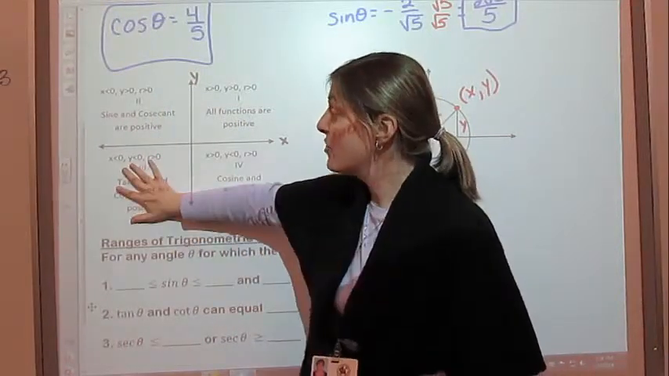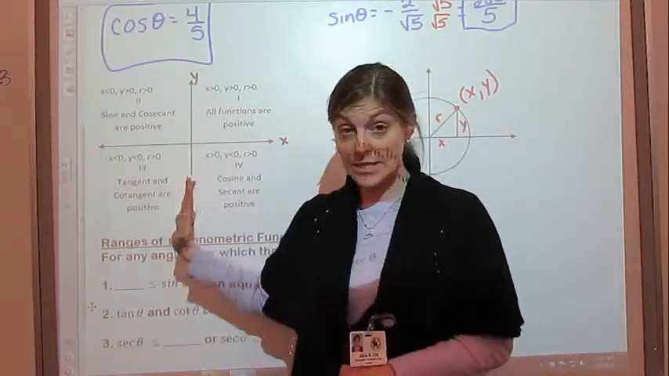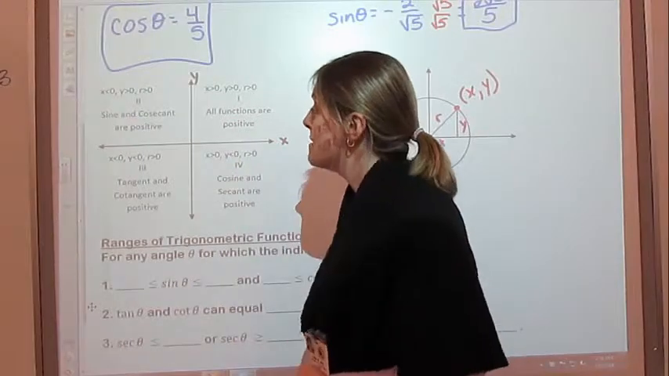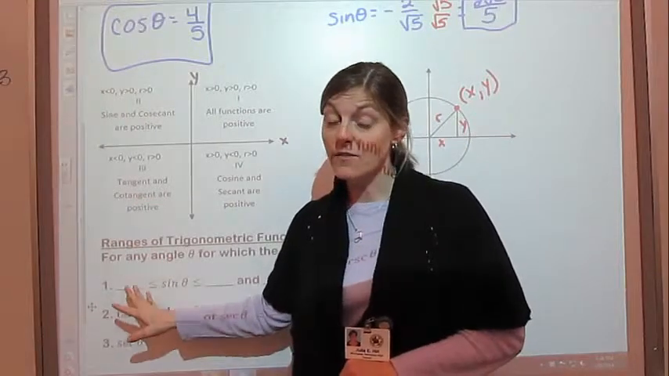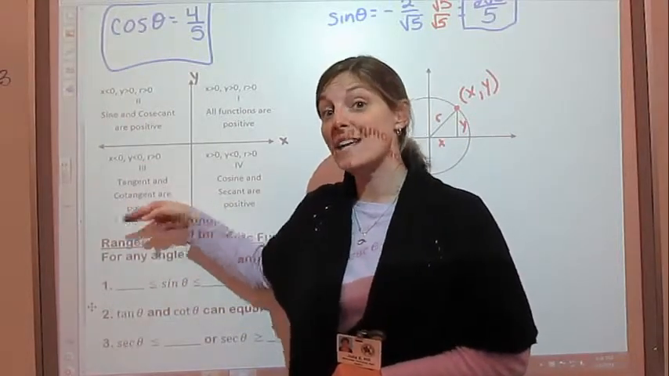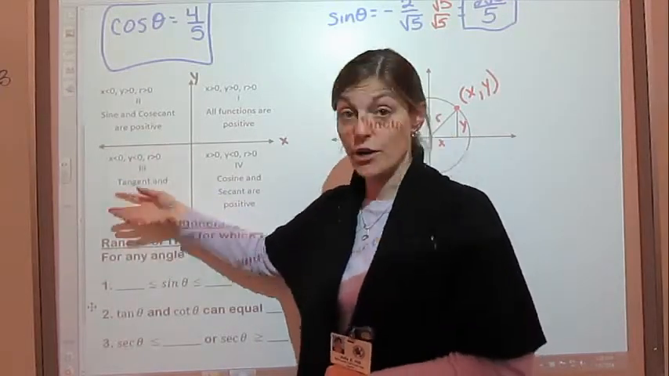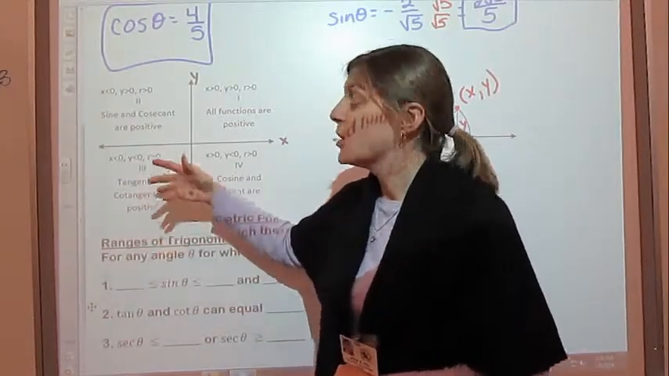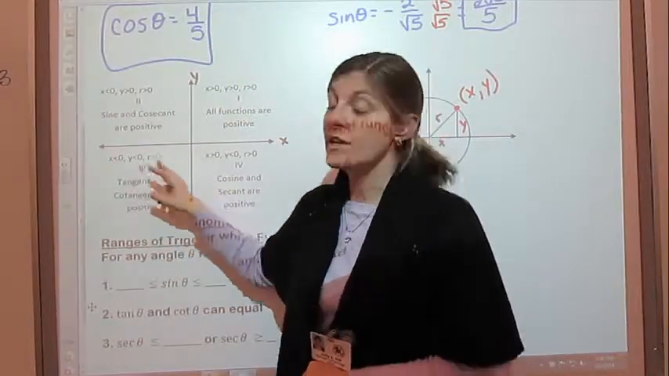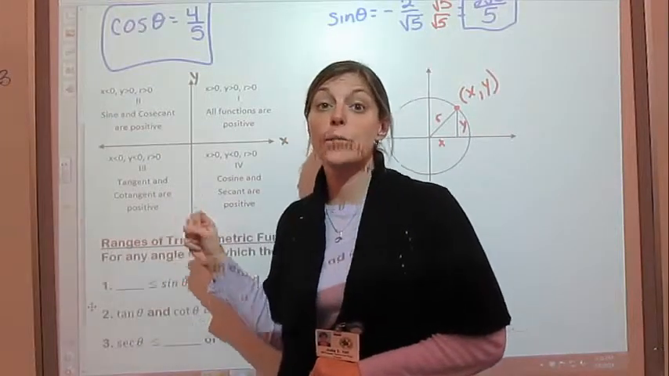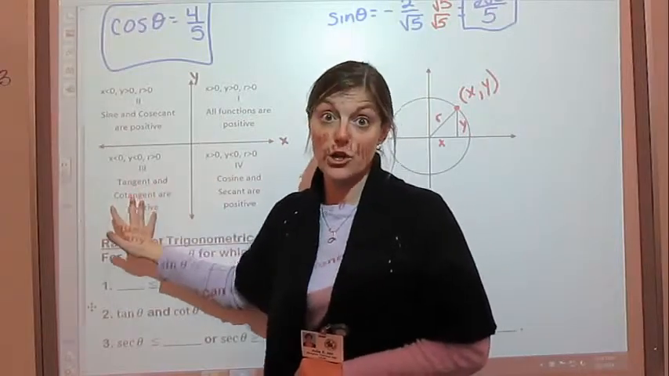Then in the third quadrant, now your x and your y are both negative. Again, your r is still positive. That's always positive. So now only your tangent and cotangent are positive because remember that they use x and y. So if you have a negative divided by a negative, then you're going to have a positive. Whereas with sine, it's y and r, so you have a positive and a negative. And with cosine, it's x and r, so you have a positive and a negative. So those would be negative. So the only positive functions are tangent and cotangent in the third quadrant.